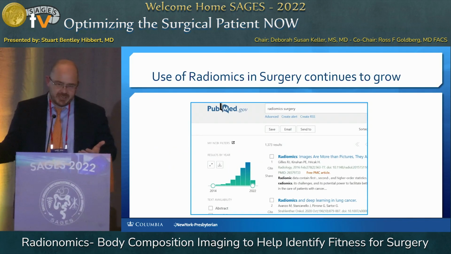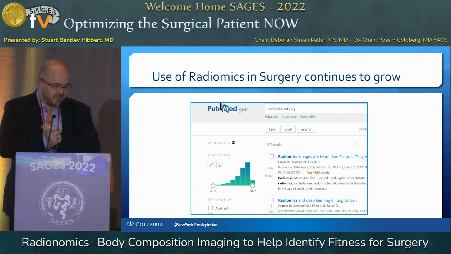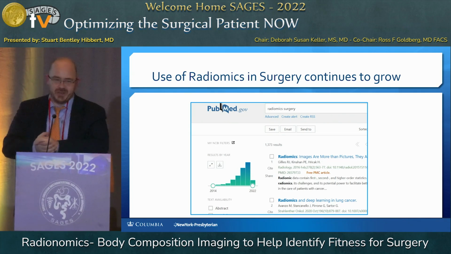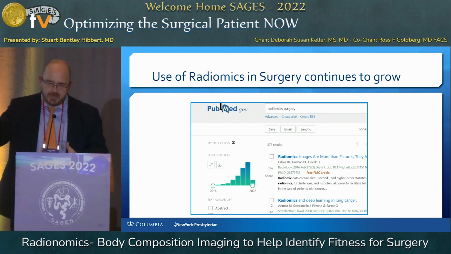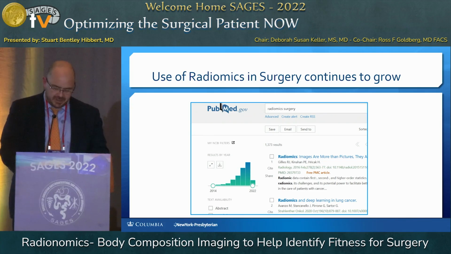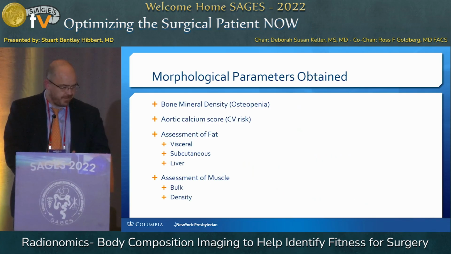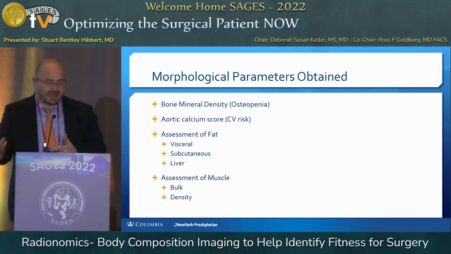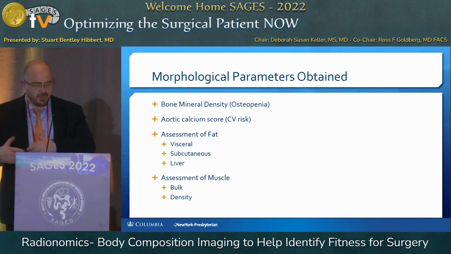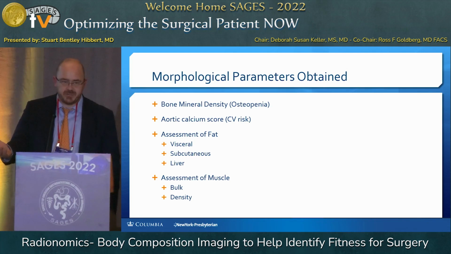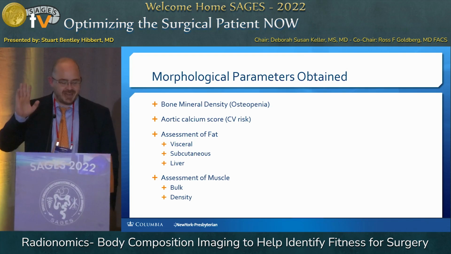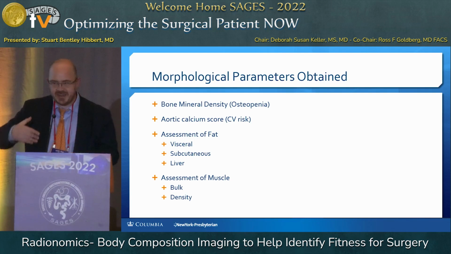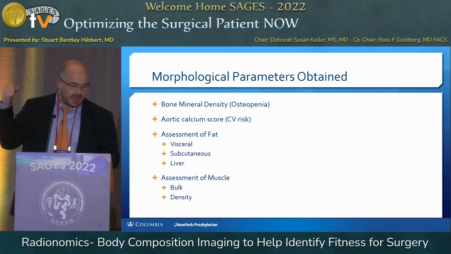Radiomics and surgery continues to grow. When Debbie asked me to do this, I immediately Googled radiomics and surgery, and you can see that it's trending upward. It's critical for the care of our patient, in both endoscopic surgeries as well as other types of surgeries. So I'm going to talk about a few of the morphological parameters that can be obtained. We obtain bone mineral density from the CT. I'm not going to say anyone is older in this room, but those who have had a DEXA scan, we can do a DEXA scan, but there's much more information that can be obtained from the CT.